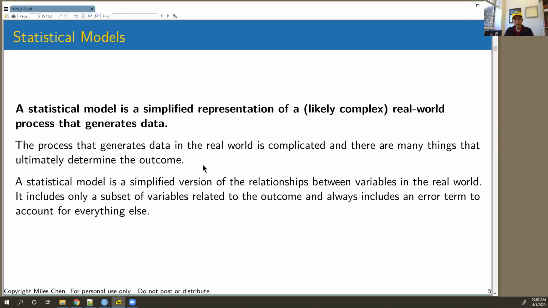So a statistical model is a simplified representation of a probably very complex real-world process that generates the data. The process that generates data in the real world is complicated. There are many things that ultimately determine the outcome, and a statistical model is going to be a simplified version of the relationships between the variables in the real world, okay? Oftentimes it only includes a subset of the variables, and there's always an error term to account for everything else that is not accounted for in the model itself.